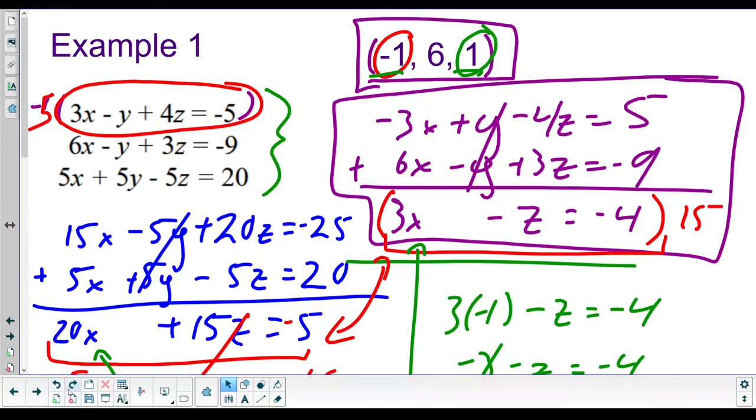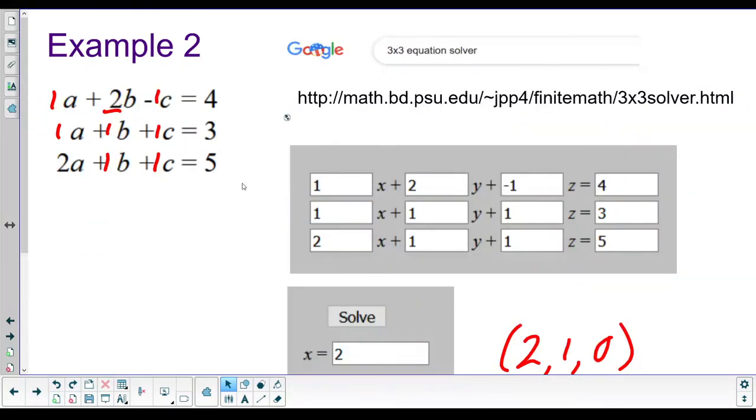But c'est la vie. If we were in class, I would show you how to do these on your calculators, but we're not. So here's a cool calculator. Google it. Type in your coefficients. It'll tell you the answer.